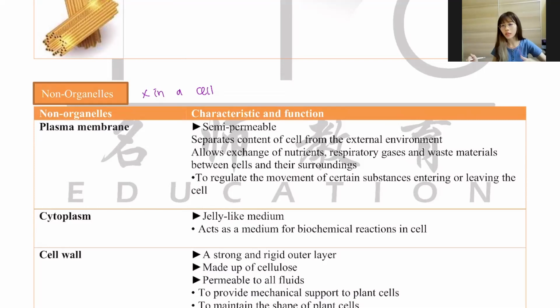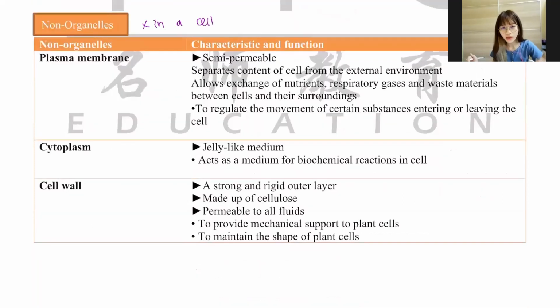So why? Because non-organelle only has three what? Plasma membrane, cytoplasm, and cell wall. There are only three non-organelles. So first of all, as I mentioned, non-organelles, they are not inside the cell, okay? We have plasma membrane, cytoplasm, and cell wall.